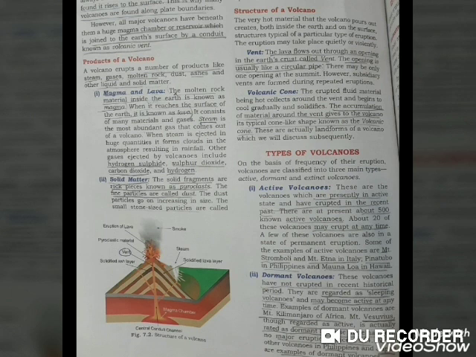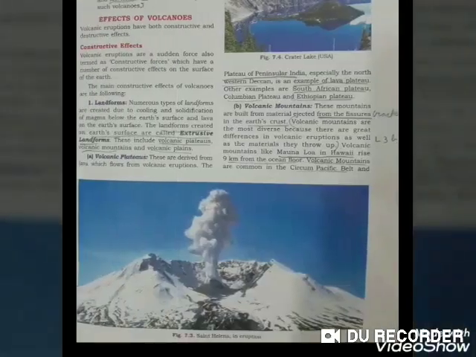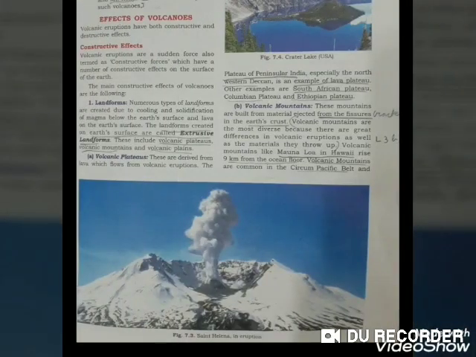These volcanoes have not erupted in recent historical period. They are regarded as sleeping volcanoes and may become active at any time. And they've given you some examples here: Mount Kilimanjaro of Africa, Mount Vesuvius, and some volcanoes in Philippines and Japan. So you keep learning two examples from each type of volcanoes. And the third one is the extinct volcano, which we say is the dead volcano.